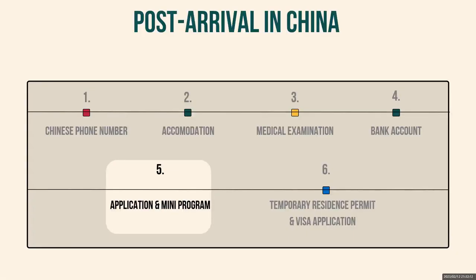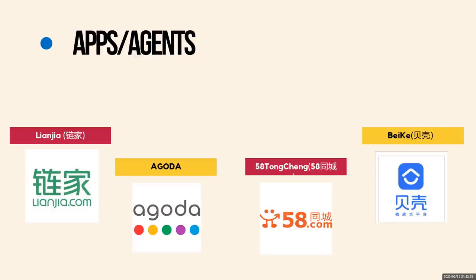Next, we will talk about applications and mini programs, number 5. As Gandhi mentioned, if you decide to live outside the campus, there are lots of agents that you can depend on. Actually, you need to go for the famous ones, because if you go for an agent who's not famous, or anyone from the street, of course it'll be a scam, so be careful. So here are the four famous ones in China. First of all we have Lianjia, second is Agoda, and third is 58 Tongcheng, and Baike.